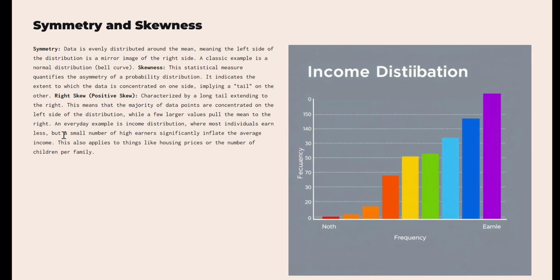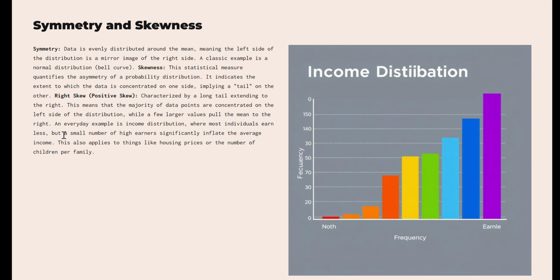Now I'll be discussing symmetry and skewness. Symmetry is when the data is evenly distributed around the mean, meaning the left side of the distribution is an exact mirror image of the right side. A classic example is the normal distribution curve, which is a bell-shaped curve.